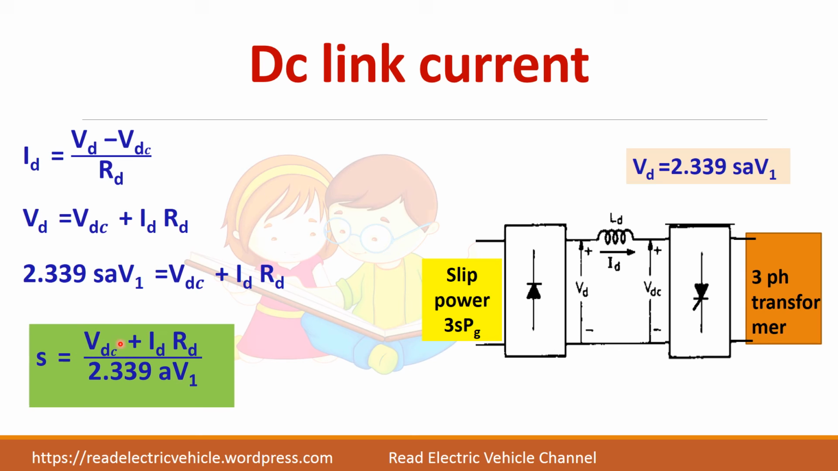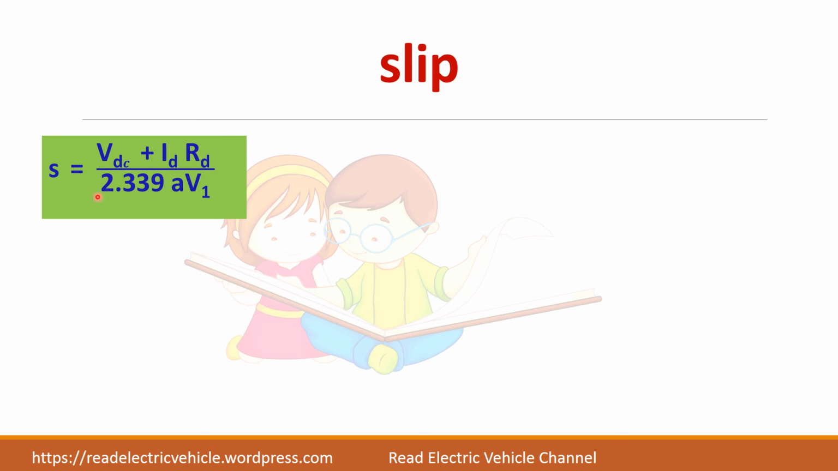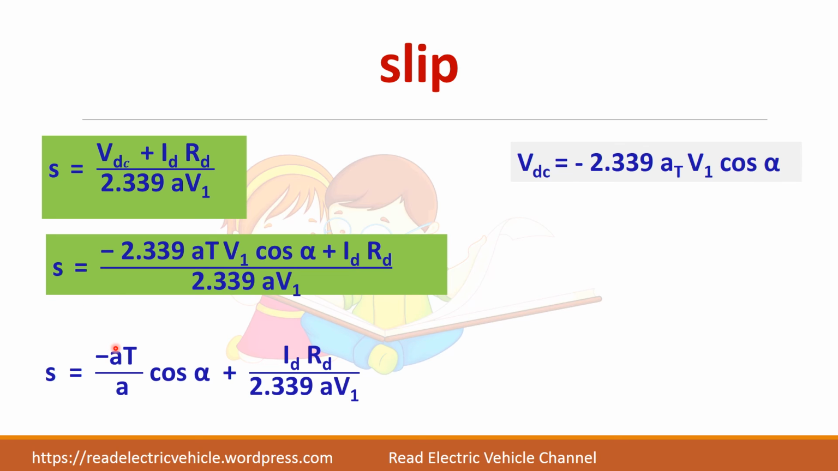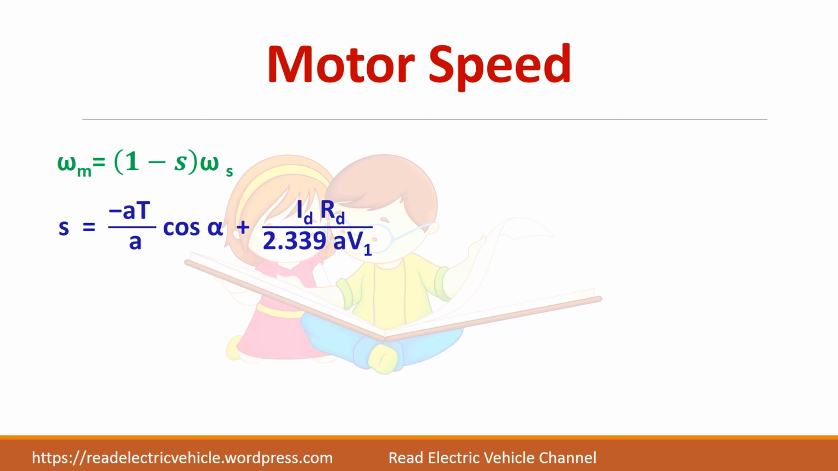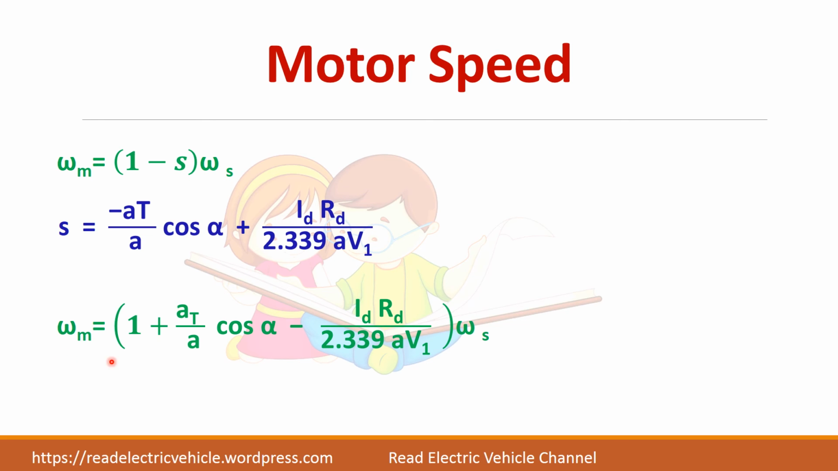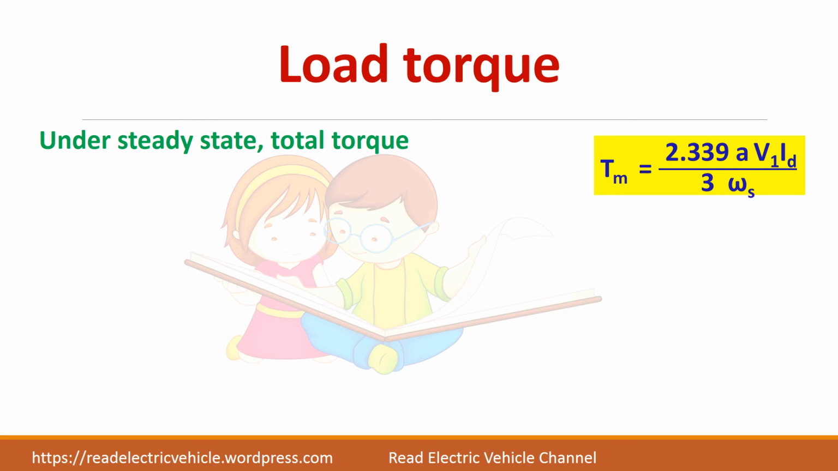Now again we can substitute the value for VDC. So what is VDC? This one. Substitute here, simplify it, you will get the slip equation. So we know motor speed is equal to 1 minus S into omega S. So we have calculated S, substitute it, you will get the motor speed. So we have calculated the torque equation Tm.